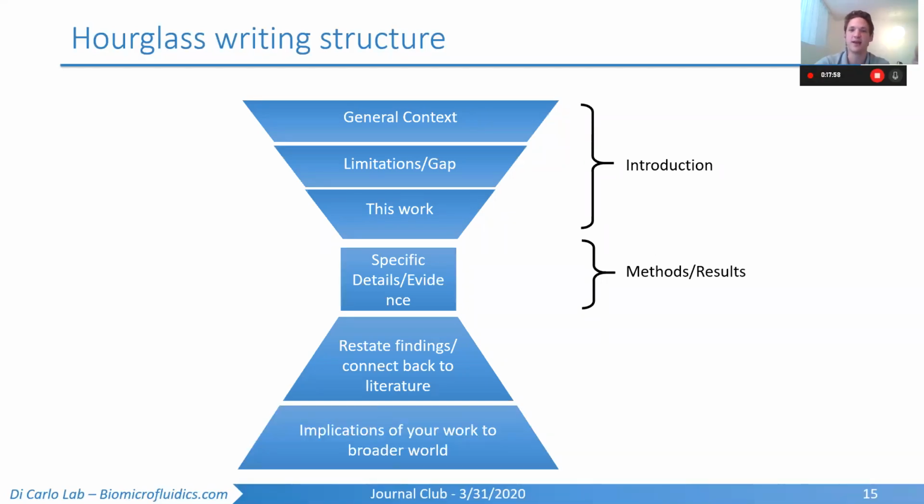So this is something to keep in mind as you're looking at the flow of your manuscript, as well as your outline. This is usually a good way to convey an argument or convey a story.